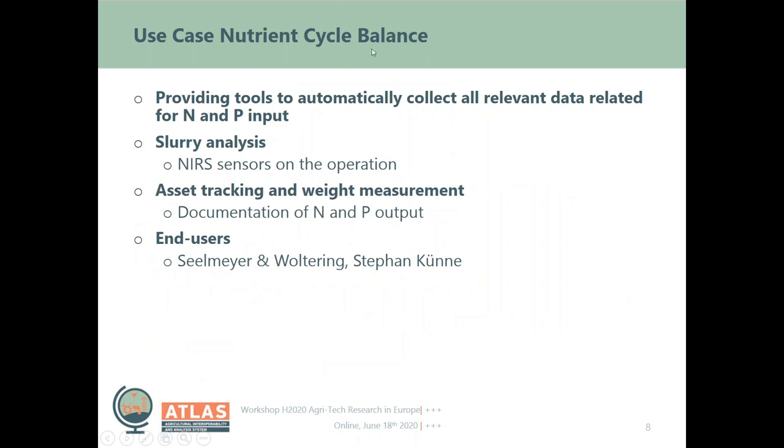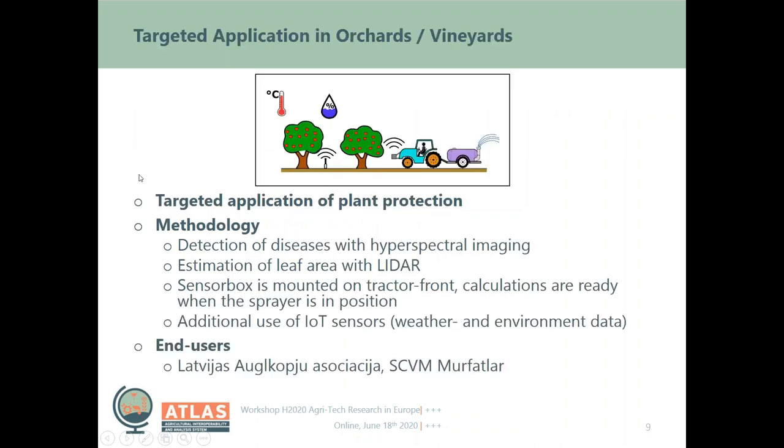Related to livestock farming is nutrient cycle balance. Farmers have to document everything they bring into the farm and they bring out on the field or as food. And we are trying to support this with a multitude of technology. Then targeted application of fertilizers, of plant protection, using LiDAR sensing, using sensor data and online processing. So also a use case here.